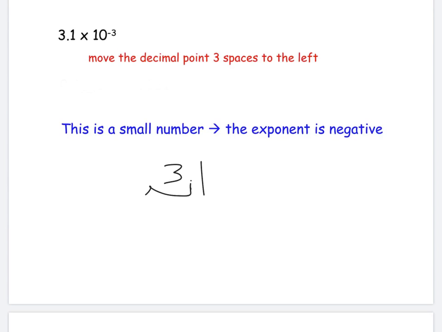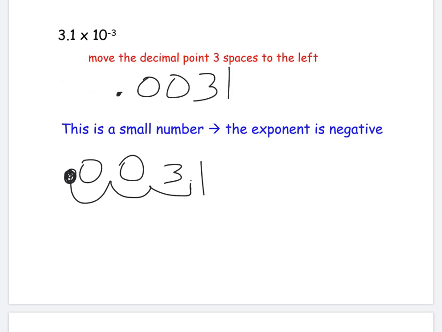So I'm going once, twice, 3 times. Now my decimal's out here, and then I have 2 spaces, so I'm filling those in with a 0. So I have my decimal point, and then I have 0, 0, 3, 1. So I'm looking at 31 ten-thousandths as my decimal. When they are small numbers in decimal form like that, the decimal's out front, but there is no need to put in commas.